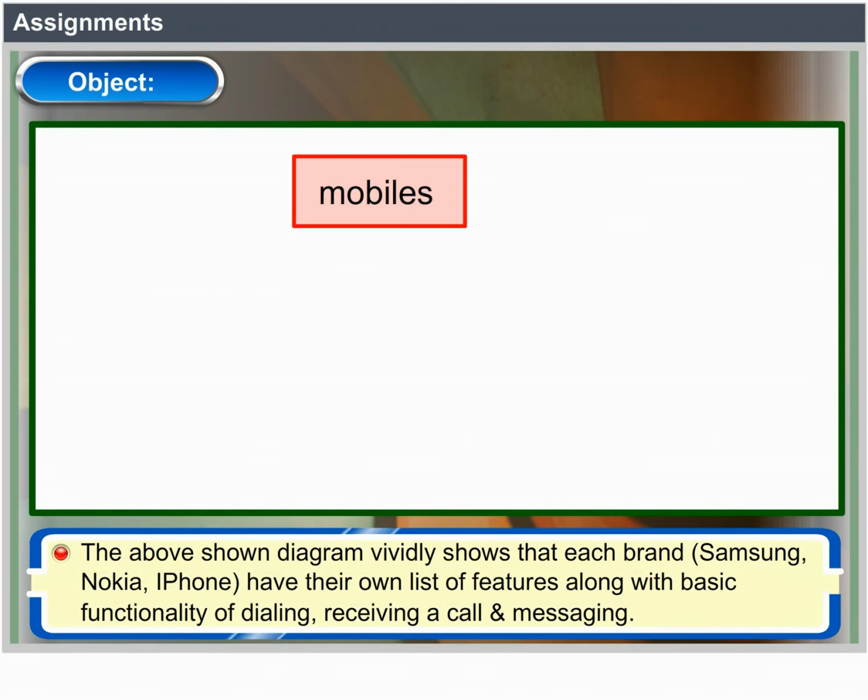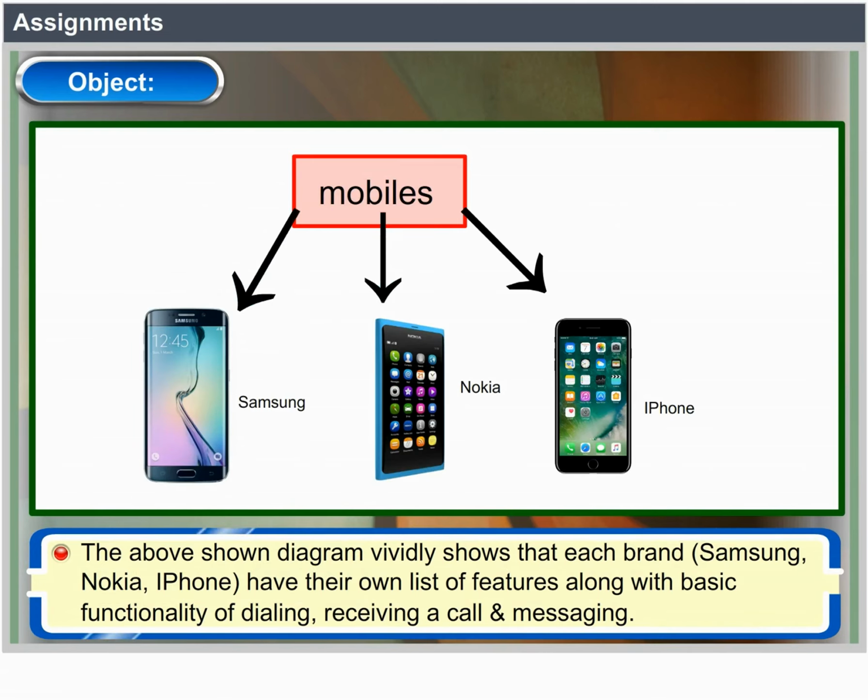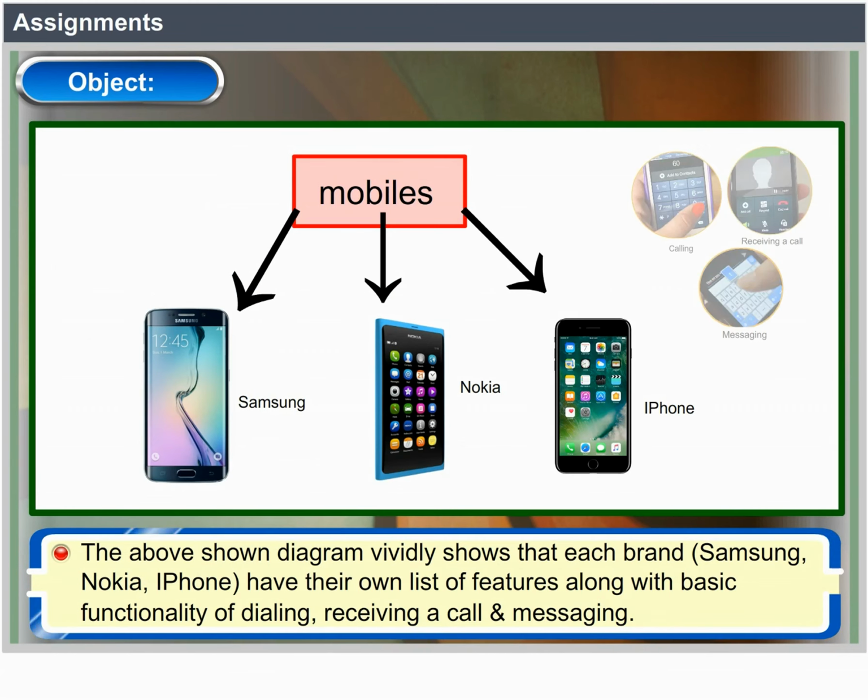The above shown diagram vividly shows that each brand, Samsung, Nokia, and iPhone, has its own list of features along with the basic functionality of dialing, receiving a call, and messaging.